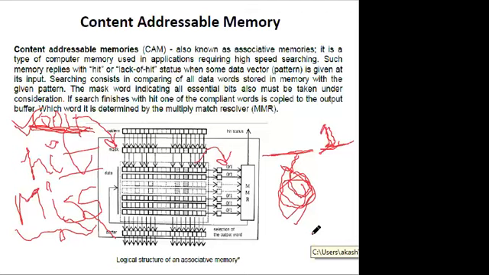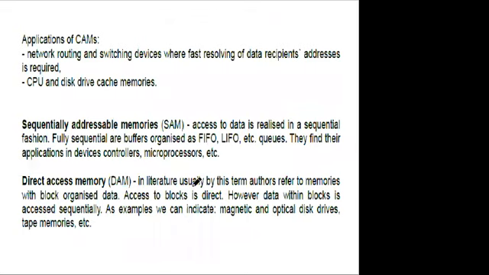You will go through it in the next course of computer architecture. The applications of CAMs are network routing and switching devices, when fast resolving of data recipient addresses is required. So as I have said, suppose it is storing a list of data recipient addresses. If an address is generated, suppose 100, and the processor is asking whether the data recipient is present, it will go through the list to find out if this address is present.